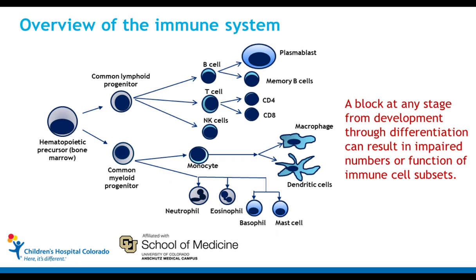And again, the genes in the earlier part of development may result in a lack of these cell types in the periphery, whereas genes involved in the later part of development, as in differentiation of the T cell into CD4 or CD8, may result in a functional impairment of these cells.